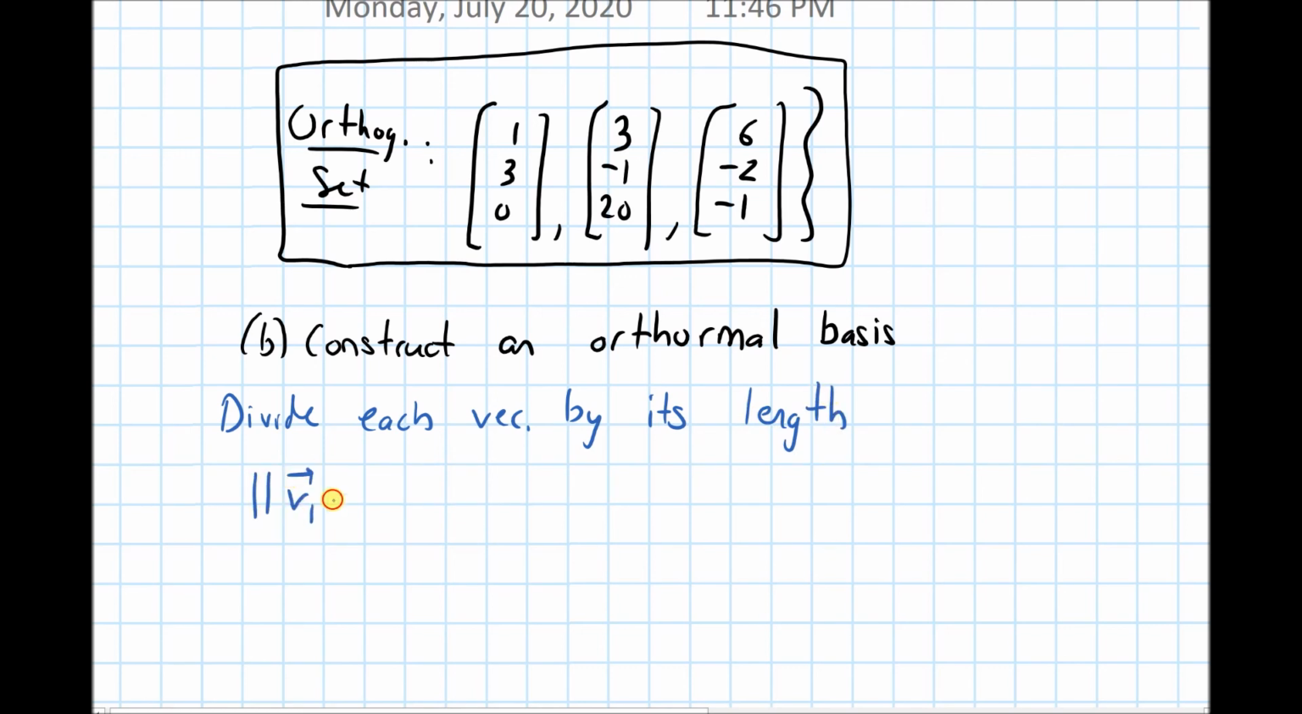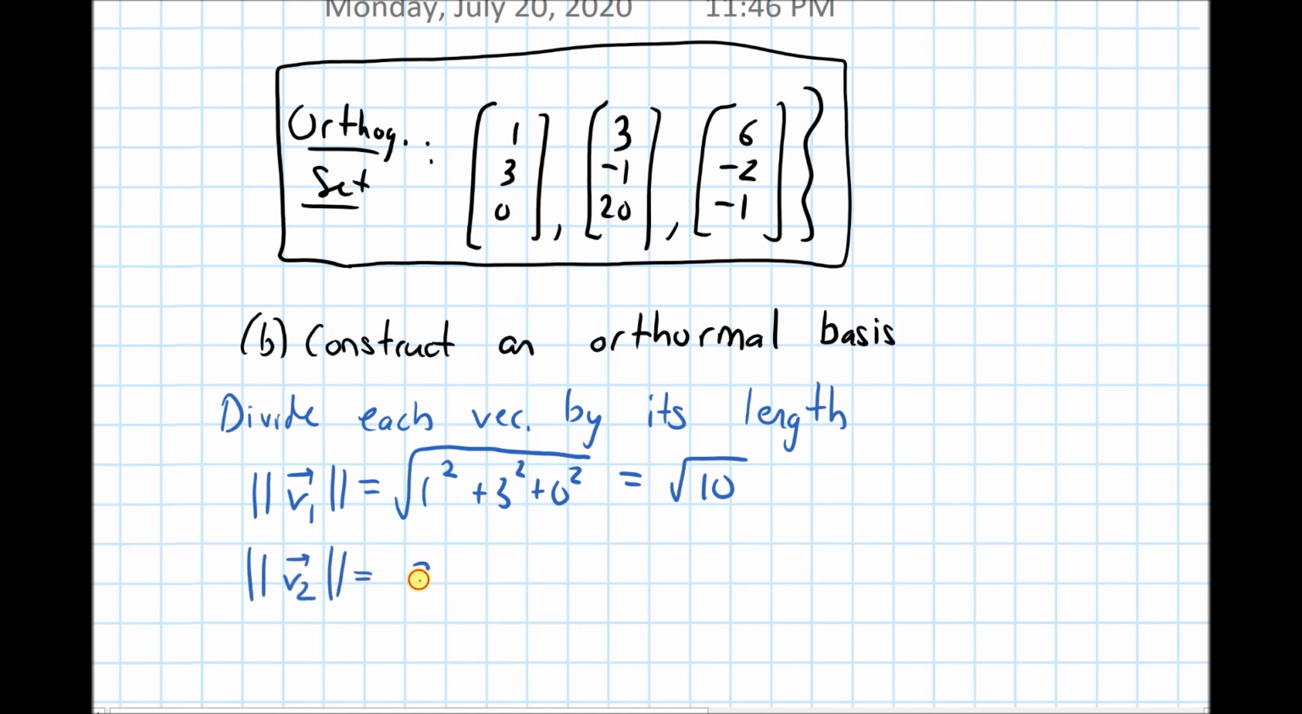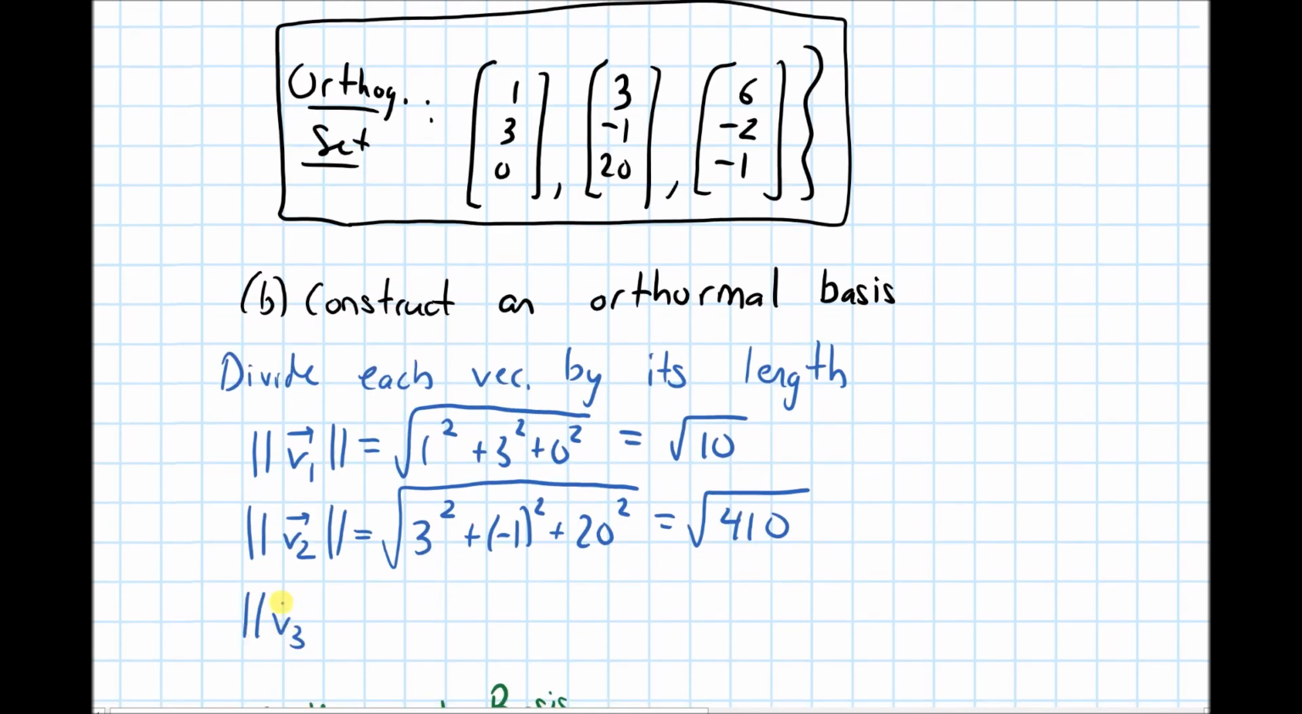The length of V1 will be 1 squared plus 3 squared plus 0 squared, square rooted, and that is root 10. The length of V2 is going to be 3 squared plus negative 1 squared plus 20 squared, square rooted. So this is 9 plus 1, which is 10, plus 410, square rooted. And then finally, the length of the third vector, V3, is going to be 6 squared plus negative 2 squared plus negative 1 squared, square rooted. So this is 36 plus 4, which is 40, plus 1, which is 41. So we get square root of 41 here.